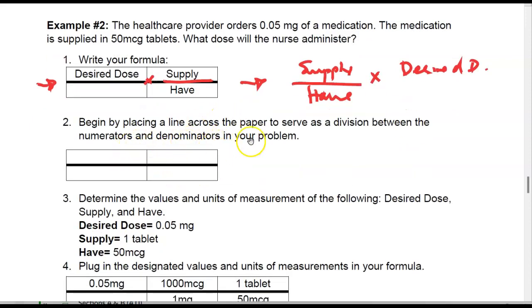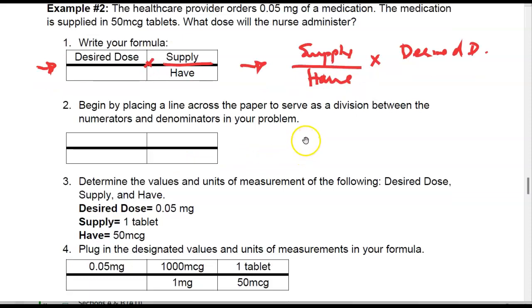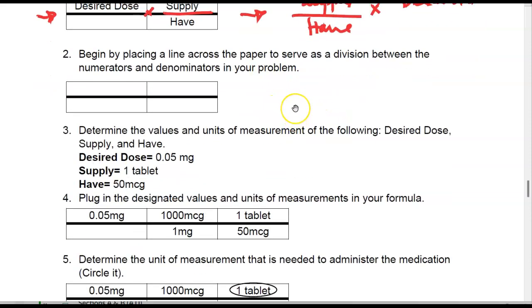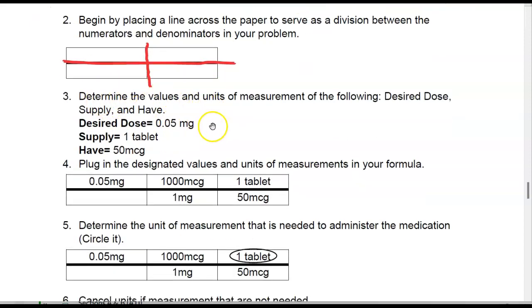So begin by placing a line across the paper to serve as a division between the numerators and denominators in your problem. So in here, I just illustrated how I was going to put the line in there. And usually I put another line across to kind of know where to divide it or where to separate the values.